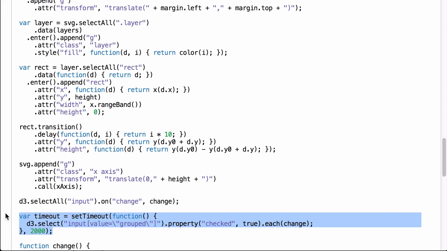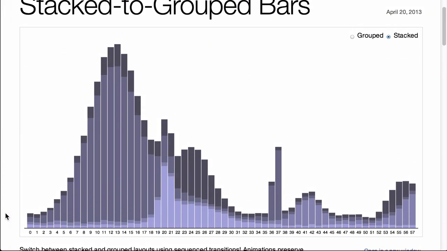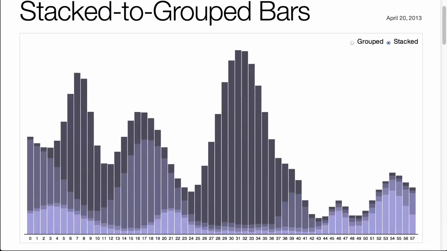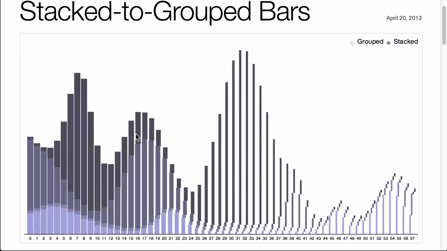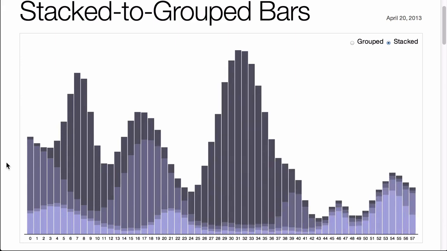This is what causes the chart to automatically go from a stacked bar chart to a grouped bar chart when the page is reloaded. Let's reload the page and take a look. You can see the stacked bar chart appear from left to right. Then, after a 2-second delay, the chart transitions into a grouped bar chart. This is being driven by the set timeout functionality.